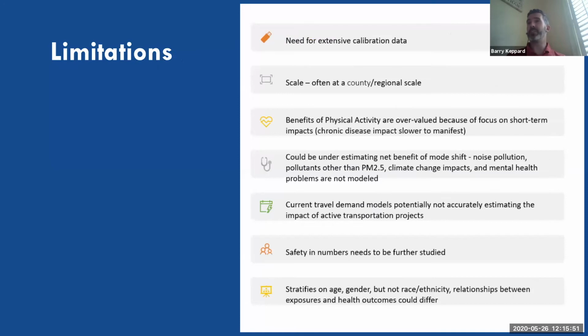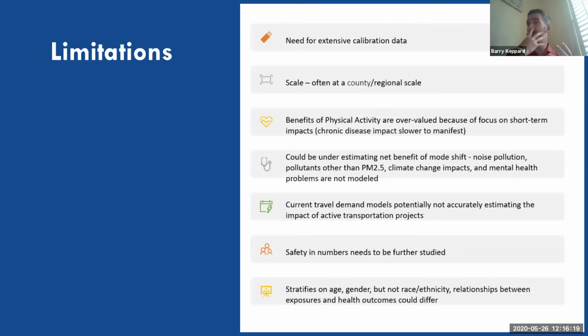Some of the limitations that go into it: because it is such a large spreadsheet-based model, and I think this is probably the case with a lot of models, there's extensive calibration that needs to be done to really localize where that information is being applied and what scenarios are being played out. There's been a hope at some point that this could be applied at a neighborhood or even municipal level, but for the most part, ITHIM operates really well when you have a large population cohort, so something at a county or regional scale.